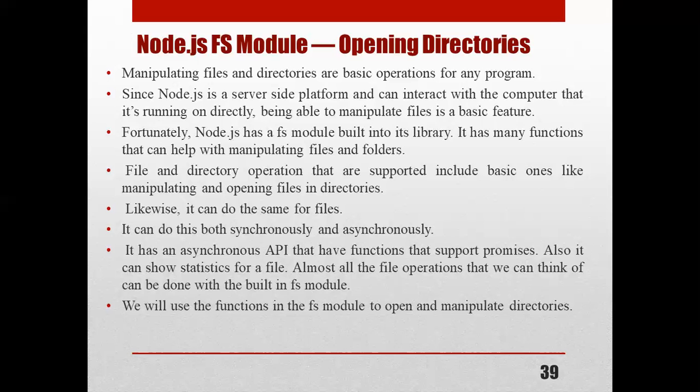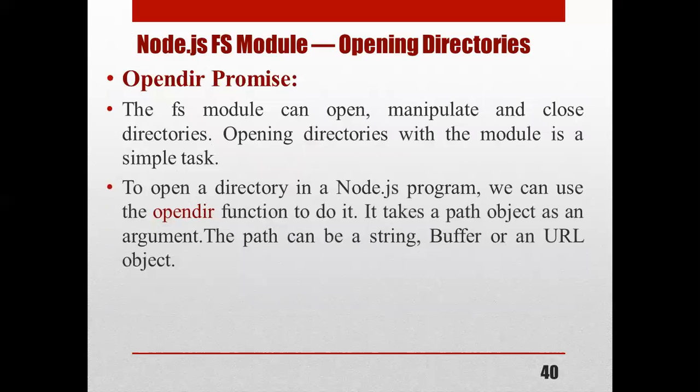We will use the functions in that FS module to open and manipulate the directories. So we will see those functions. The first one is open directory promise. We have to open that directory, so which function can we use for that? The FS module can open, manipulate, and close directories. We have functions for opening, manipulating, and closing directories. Opening directories with the module is a simple task. By using the open directory function, we can open that directory.